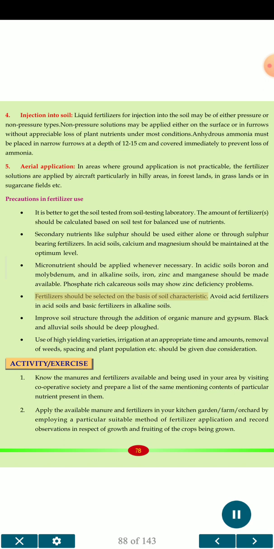Fertilizer should be selected on the basis of soil characteristics. Avoid acid fertilizer in acid soils and basic fertilizer in alkaline soils. Improve soil structure through the addition of organic manure and gypsum. Black and alluvial soils should be deep plowed. Use of high-yielding varieties, irrigation at appropriate time and amounts, removal of weeds, spacing in plant population etc. should be given due consideration. Activity.